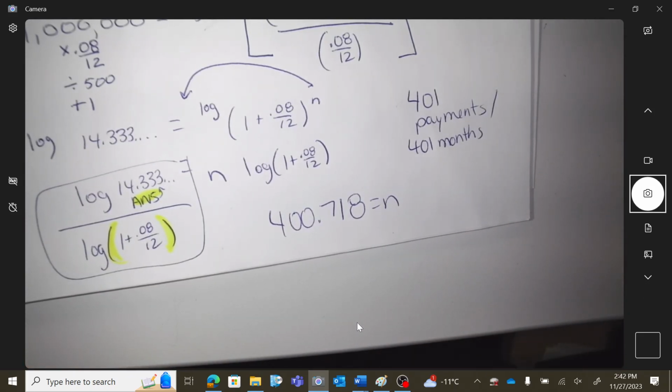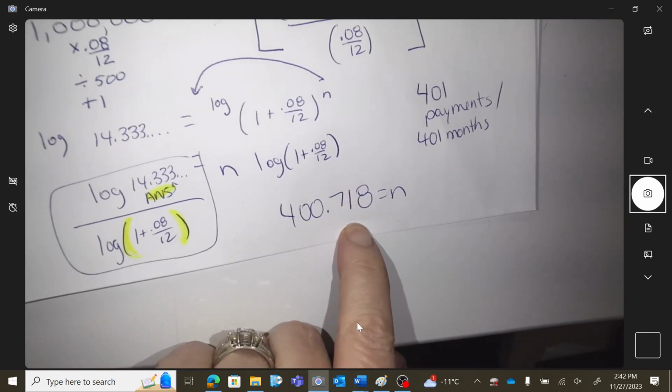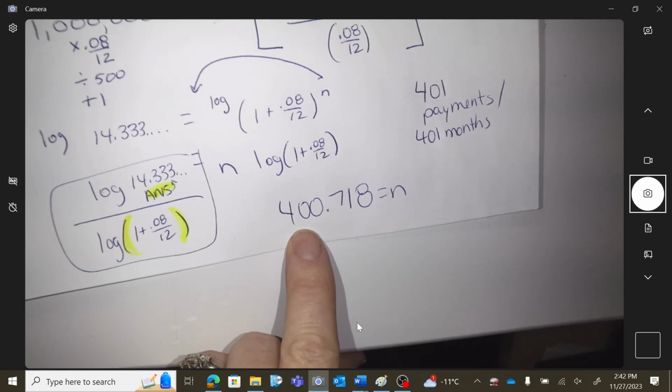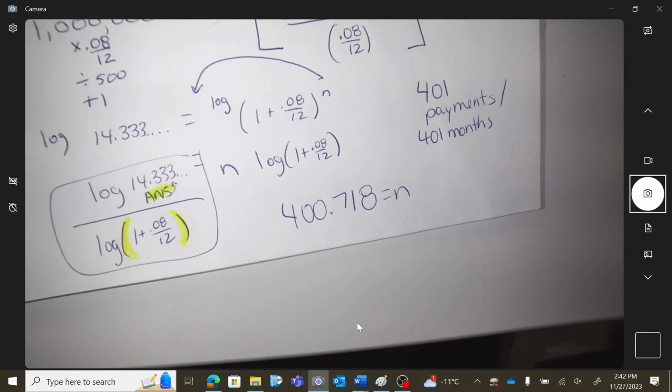How else could they ask this? They might say, how many full payments do you make? I saw that question, and that's tricky. You made 400 full payments, and then on your 401st trip to the bank, you only made a partial payment. 400 full payments plus one additional payment that's not $500. But no matter what, even if this was 400.1, you're still rounding up.